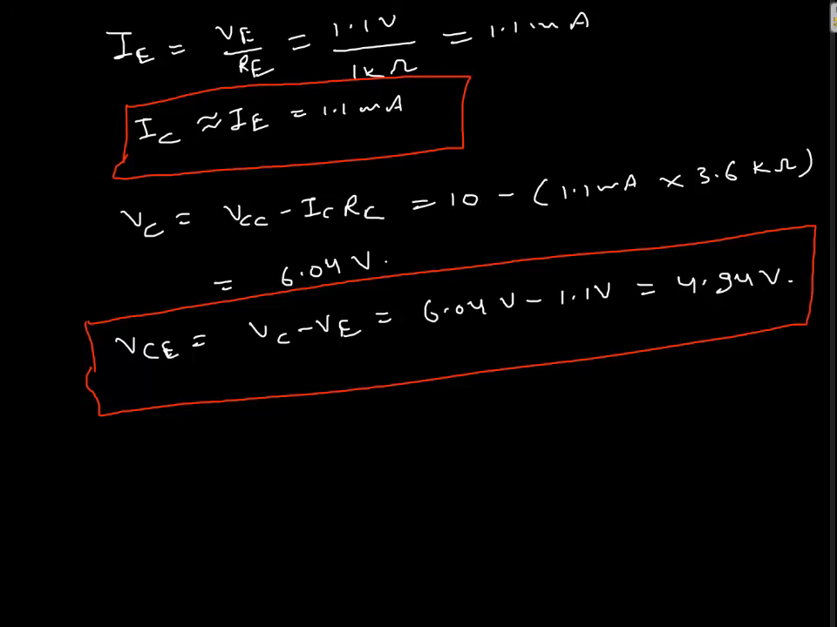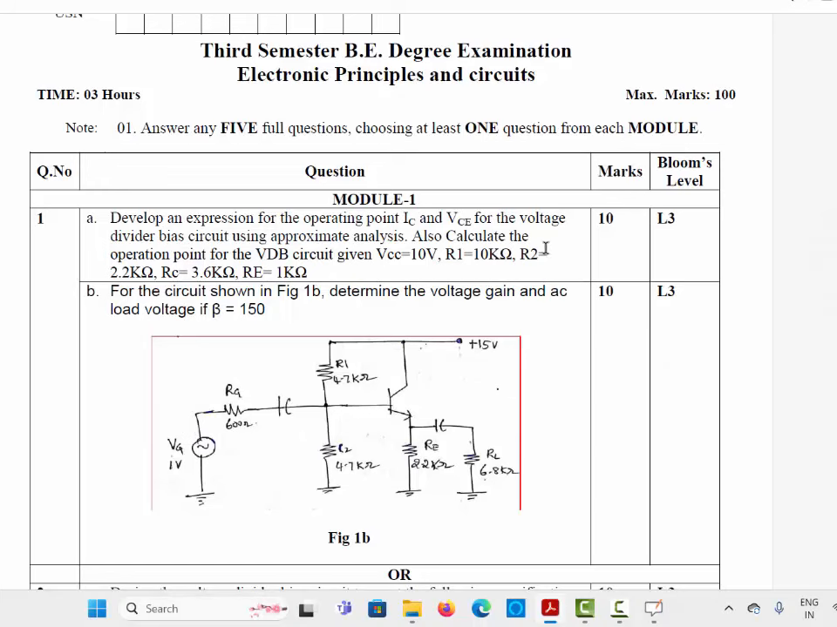Okay, now let's move to the second problem, which is for the circuit shown in figure 1b. This circuit, you can see, is from the topic common collector. So this is the emitter follower or common collector. For this we have to find out the voltage gain and AC load voltage. Given beta is 150. Other values are also given. So let us solve this problem.